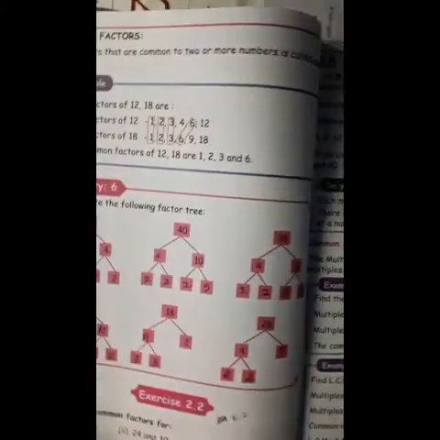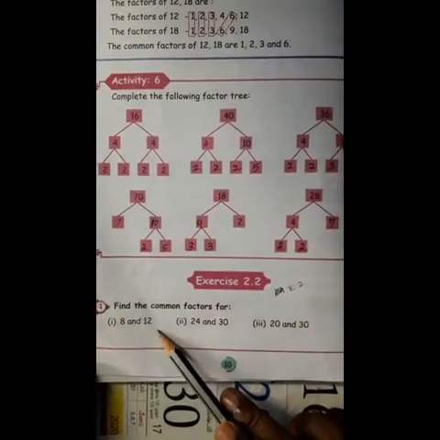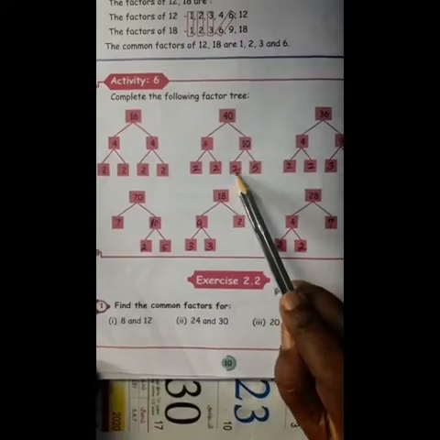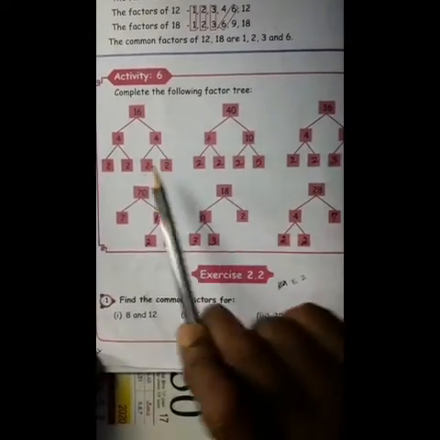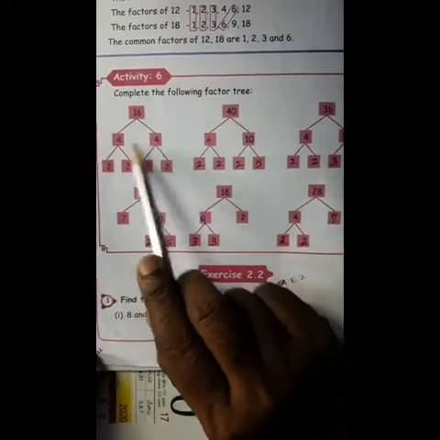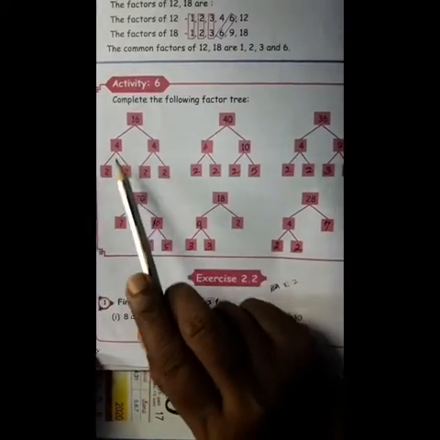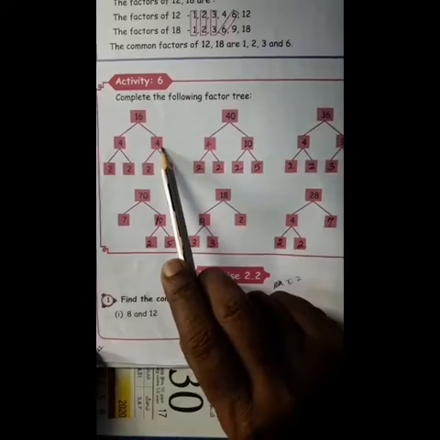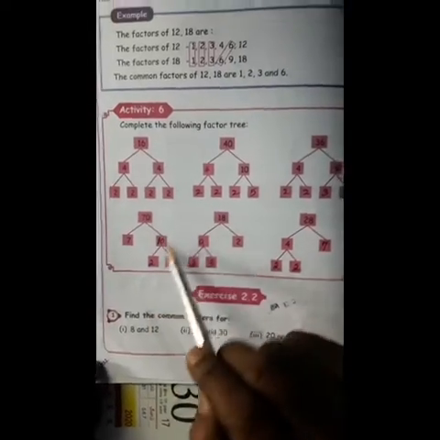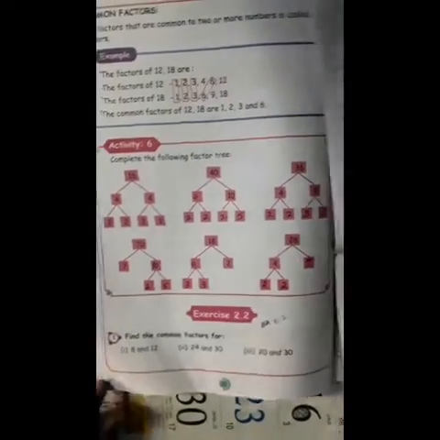You can see exercise 2.2. Find the common factors for 8 and 12. You can see the factor tree activity, 16. Multiply 4 4s are 16. Here 2 2s are 4. 2 2s are 4. So this is finished. Same way we have to multiply here. You can see the note here.